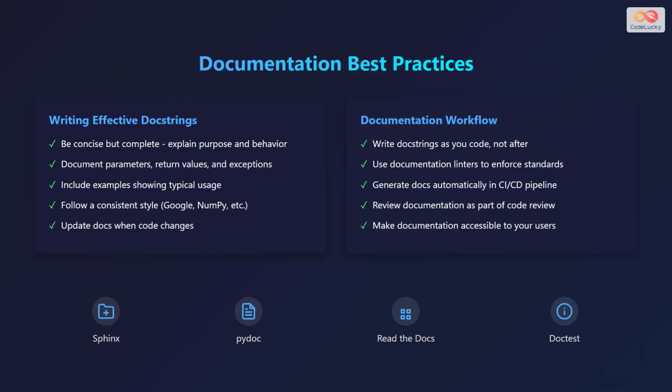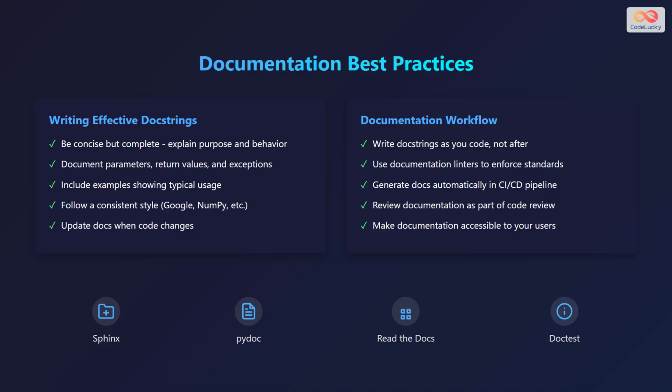Let's talk about some best practices for documentation. First, when writing effective docstrings, be concise but complete. Explain the purpose and behavior of your code. Always document parameters, return values, and any exceptions that might be raised. Include examples showing typical usage of your functions and classes. Follow a consistent style, whether it's Google style, NumPy style, or another standard. And most importantly, update your documentation whenever your code changes.